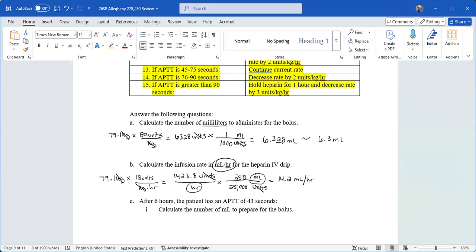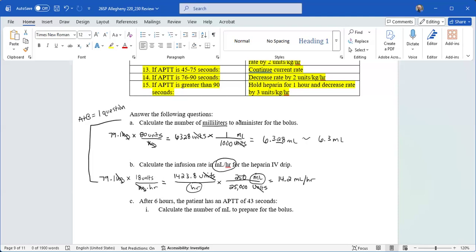All right. So that's how you would calculate your bolus dose and your infusion rate for the heparin protocol question. And like I said, on your test, you'll see these two things. You'll see the part A and B, and that's going to equal one question. So if you miss A and get B right, you miss the question. If you miss A but get B right, you miss the question. If you miss them both, you missed one question. Okay. But you're not going to miss this.